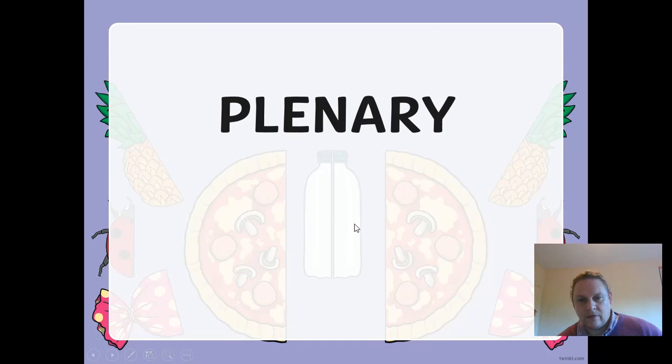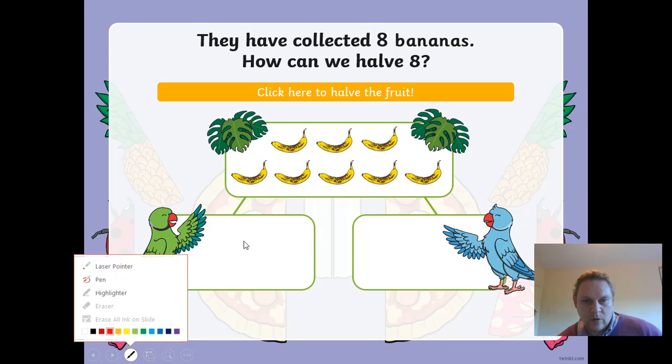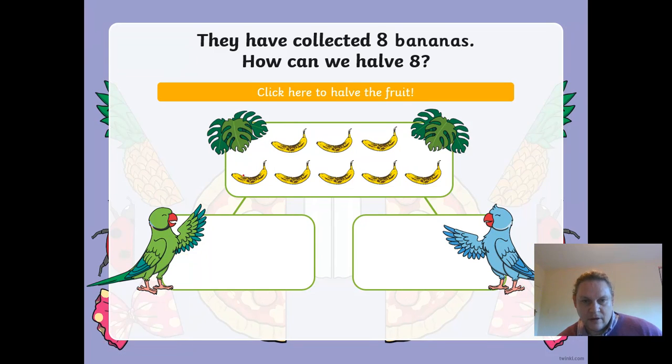Oh, no, it's not going to show us. There is going to be 4 each. Okay, there's going to be 1, 2, 3, 4 is going to go this way. And then we've got 1, 2, 3, 4 are going to go this way. Okay, so they've got an equal amount between them.